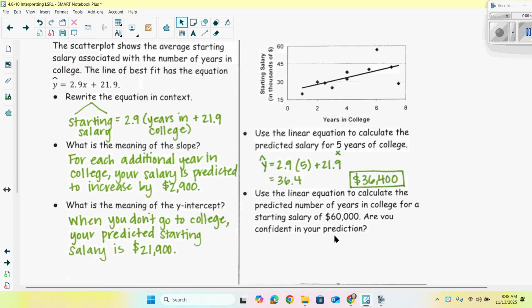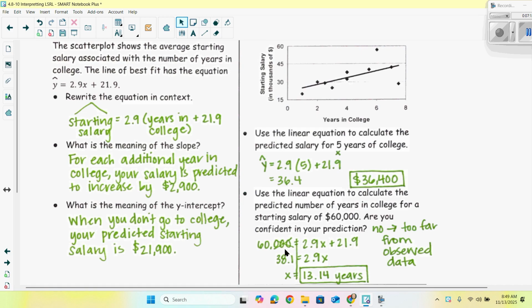Use the linear equation to calculate the predicted number of years in college for a starting salary of 60. So now we're looking for the outcome of 60, somewhere out here, it looks like. How many years of college would be required? Are you confident in your prediction? As we said, that's going to be outside of where our data was taken. Doesn't mean it's necessarily not going to work, but we'd have less confidence.